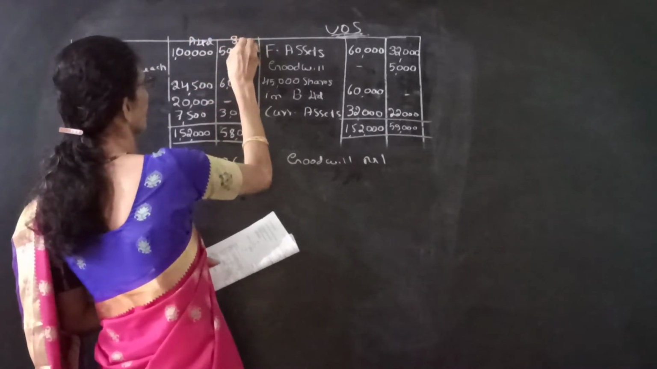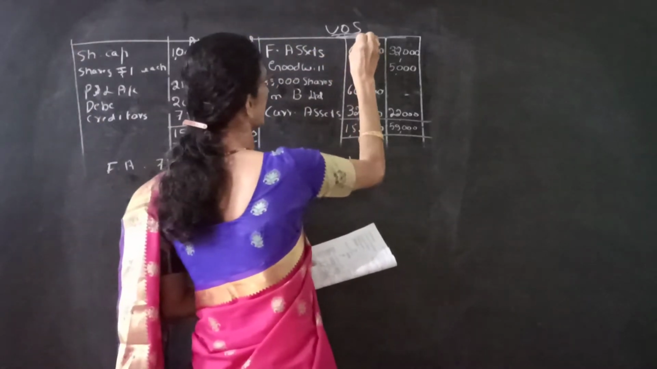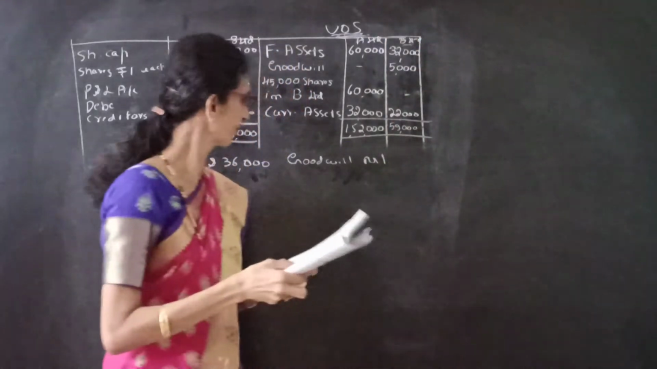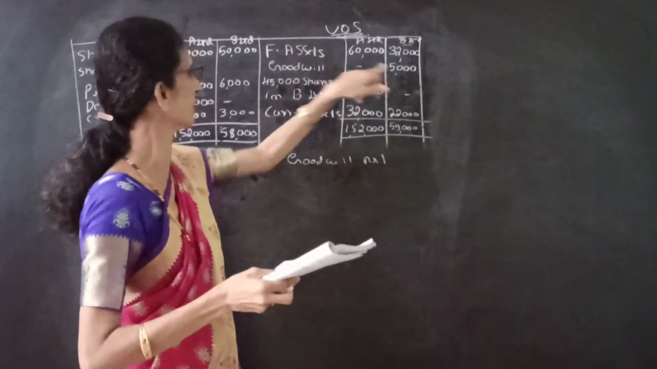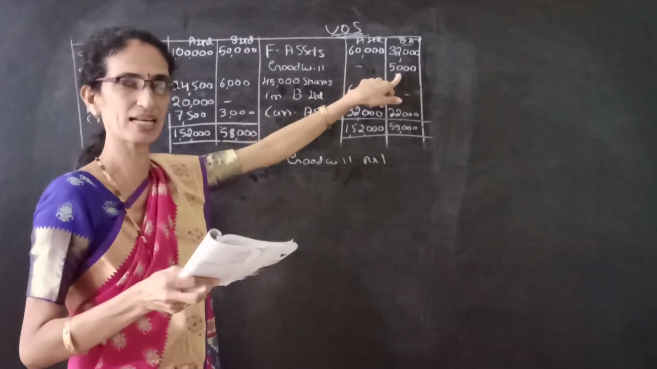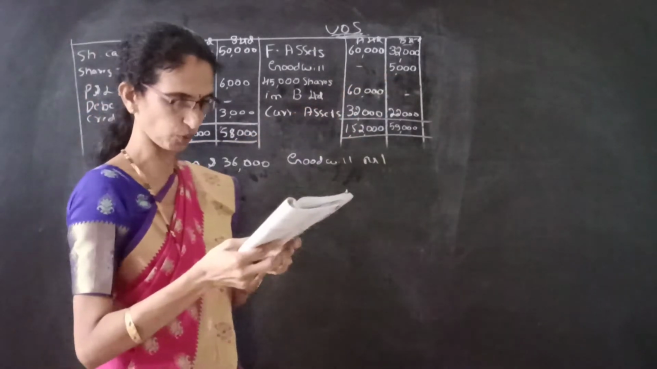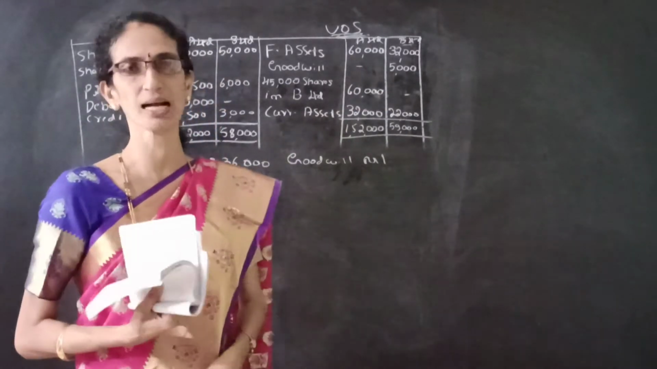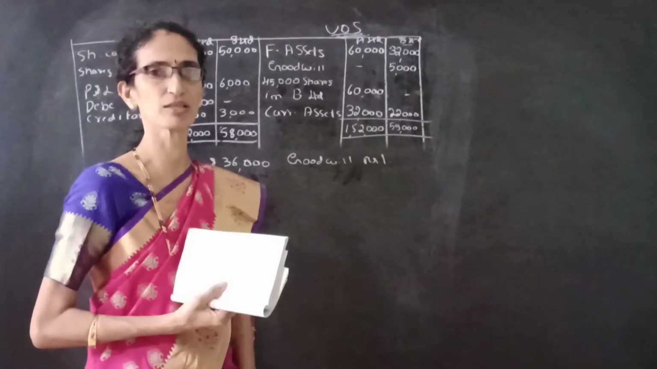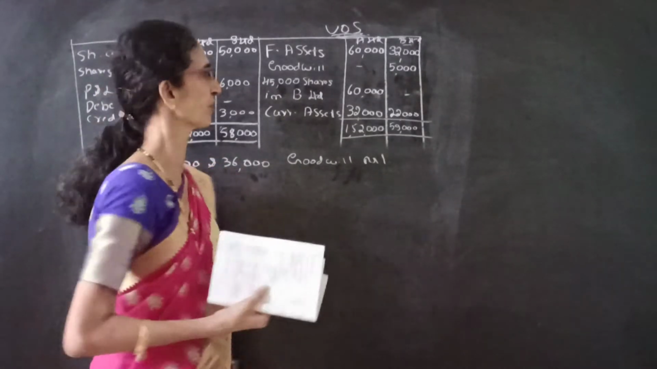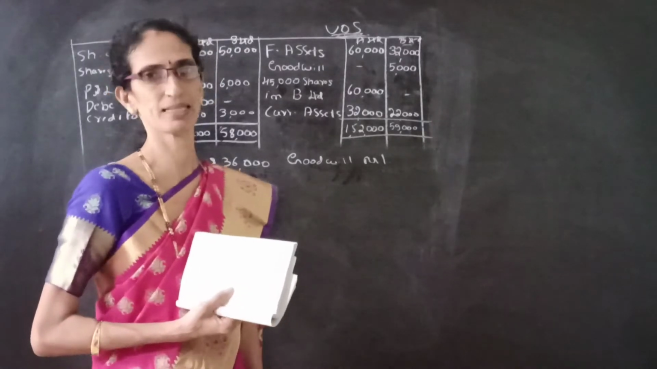This is the balance sheet of B Limited. The first one is A Limited, the second one is B Limited. So goodwill is nil means the goodwill given in B Limited has a market value of nil or 0. Find out the intrinsic value of shares of both the companies. We have to find out the value of shares under the intrinsic method or net asset method.